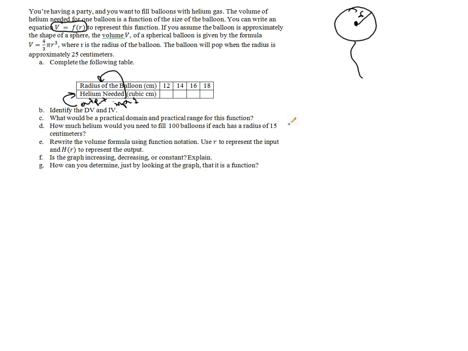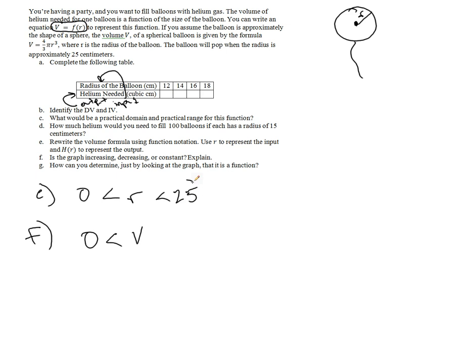What would be a practical domain and range for this function? A practical domain would be, well, the balloon is going to pop at 25 centimeters, so we have to have a radius that's less than 25. But on this side we can't have a radius of 0 because that doesn't form a balloon, so it can't be equal to 0, but it can be anything bigger than 0. So anything greater than 0 for a radius will produce a volume that is also greater than 0.